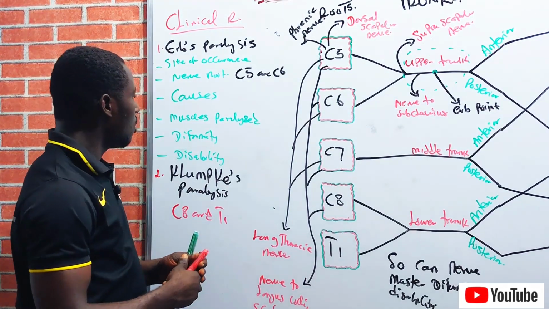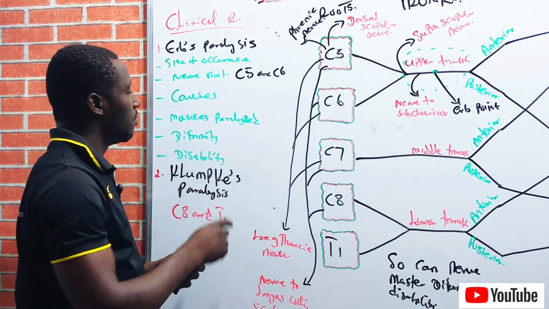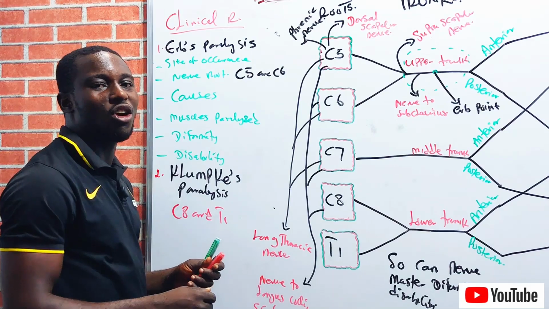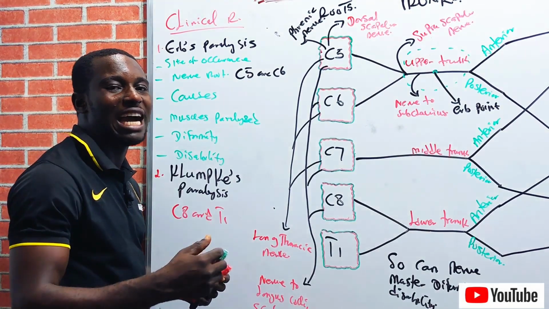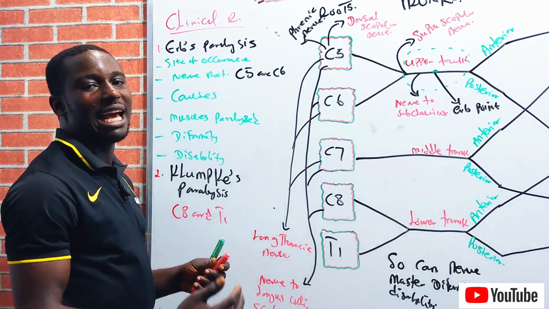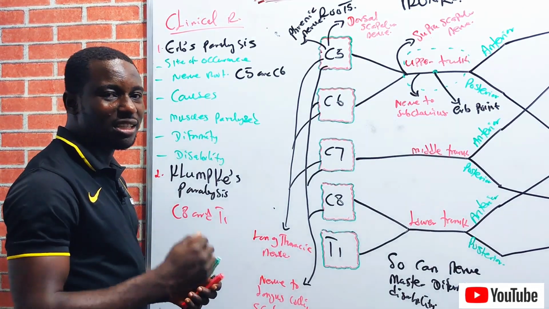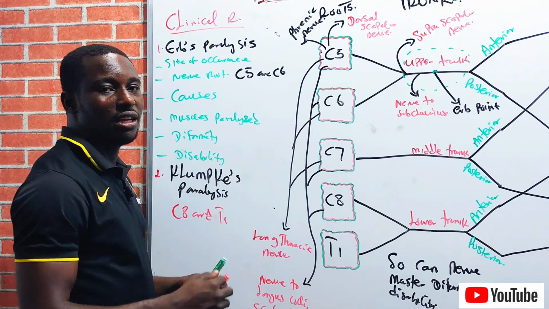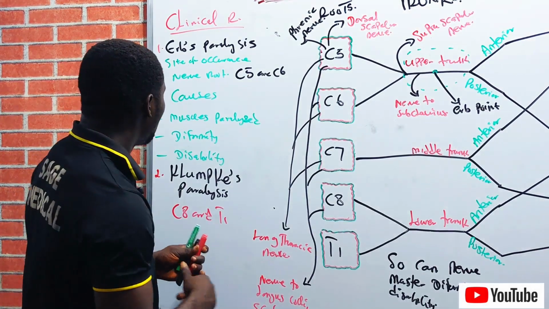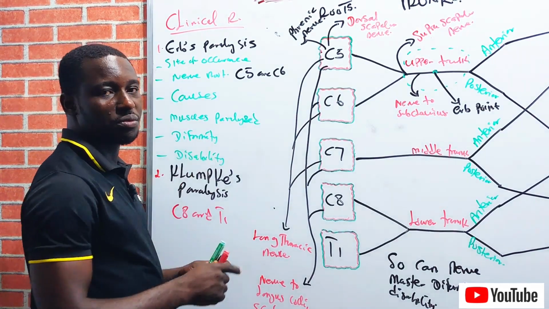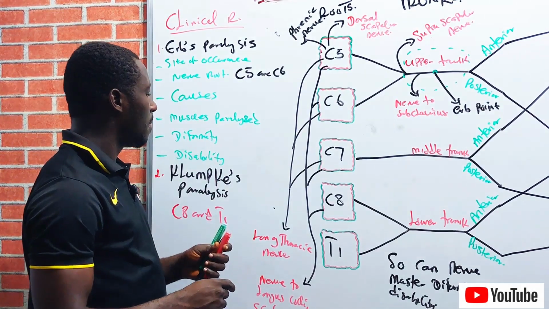Okay. What are the muscles involved? The muscles paralyzed are all the intrinsic muscles of the hand. Those are the muscles that are paralyzed in Klumpke's paralysis. All the intrinsic muscles of the what? Of the hand. Get.